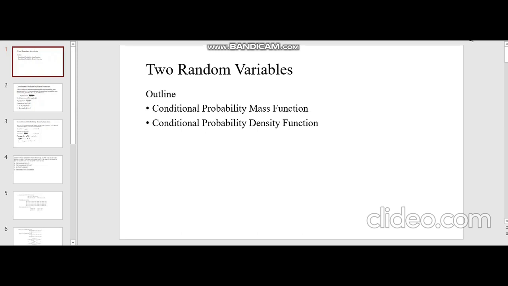The conditional probability mass function is related to the discrete random variable, or the case of discrete bivariate random variable, and the conditional probability density function is the case for continuous bivariate random variable.